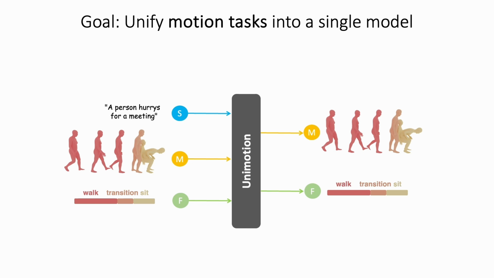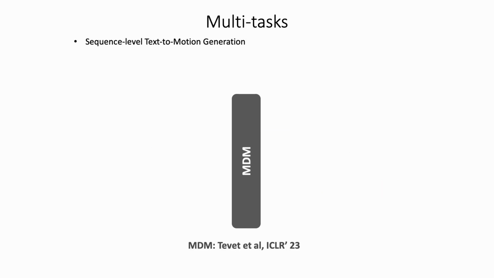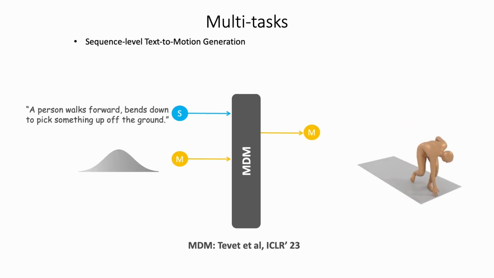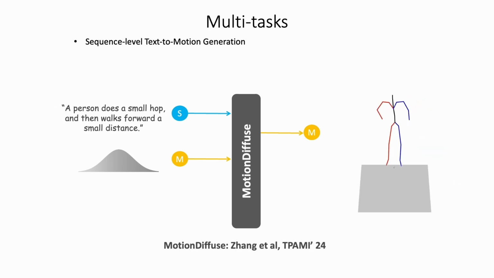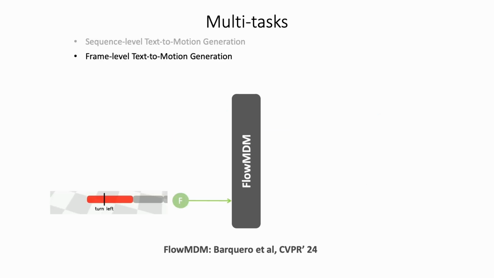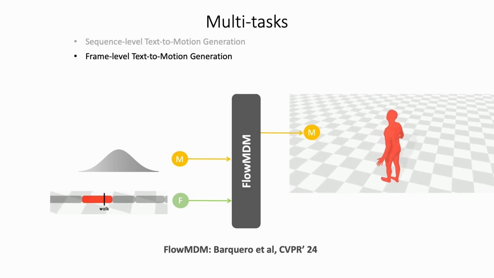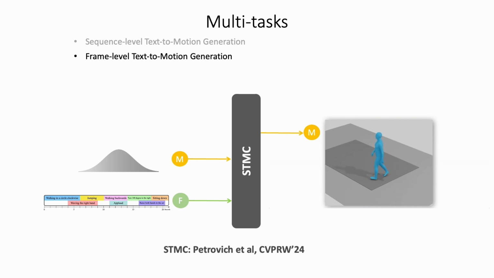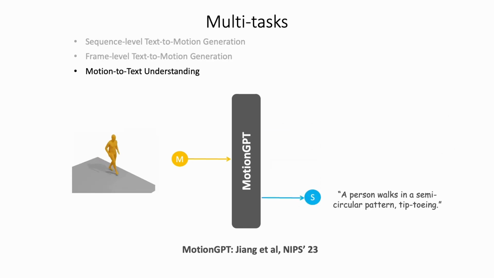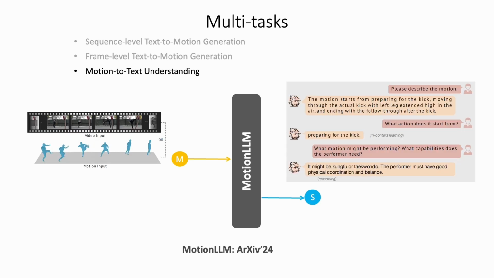With this model, we unify tasks treated separately by prior works. Specifically, prior works focus on the single task of generating motions given sequence-level texts, such as MDM, MLD, and MotionDiffuse. Some other works can take frame-level text as input and convert them into motions, such as FlowMDM and STMC. For motion understanding, current models such as MotionGPT or MotionLLM can translate motion into sequence-level text or perform question answering based on the given motion.